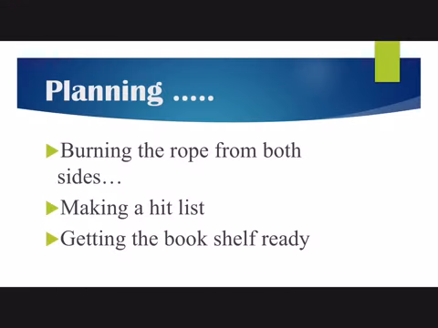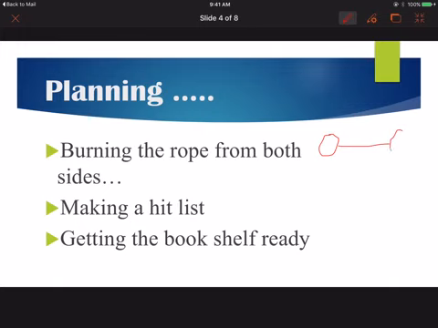Now, coming to the planning part, burning the rope from both the sides. What does this mean? It means your teacher starts preparing from this chapter, and you just start your own studies from backwards, and there will be a point in between when you both will coincide.